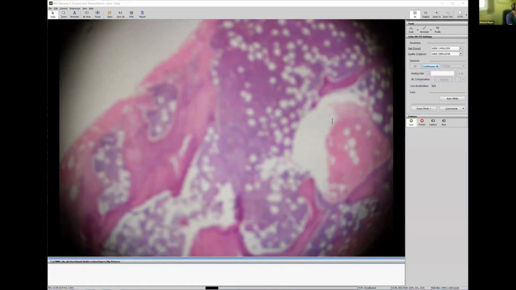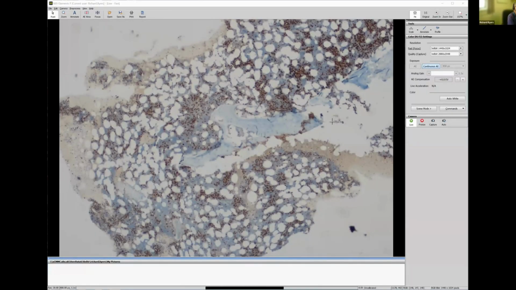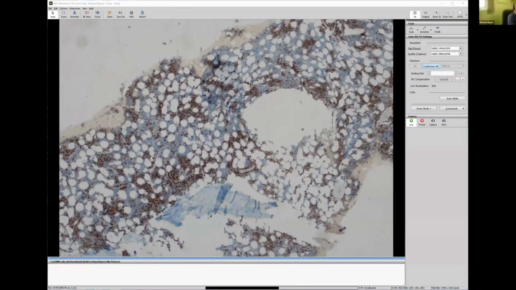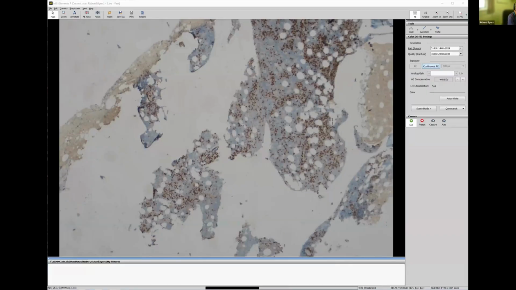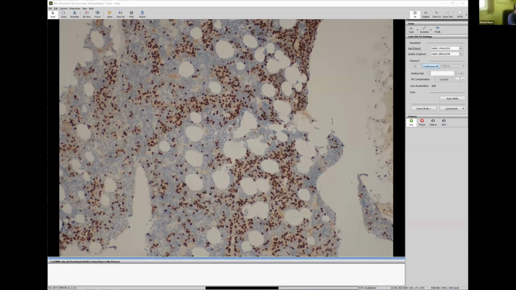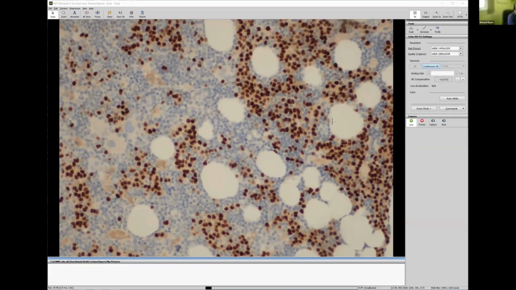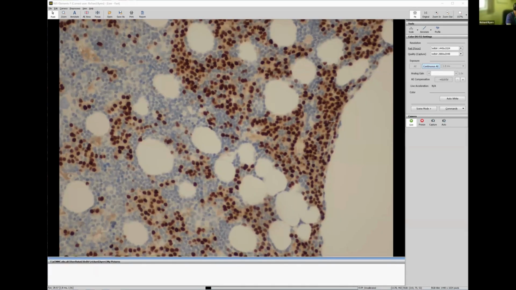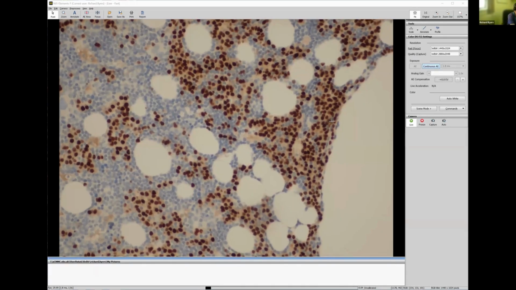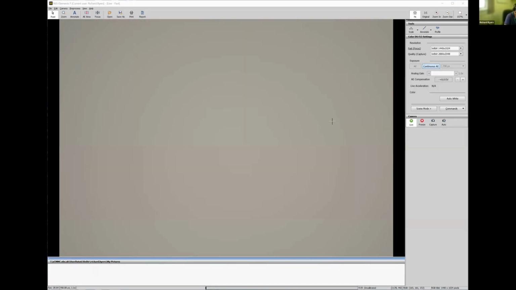So this is the MUM1. And you can see there's a very marked expansion of plasma cells. This is nuclear staining for MUM1 in plasma cells. Lots and lots of plasma cells. So definitely an increase in plasma cells. It's thought to be about 25 to 30% of the cells overall, which is sufficient to move it into plasma cell myeloma, but not sufficient for multiple myeloma, where you really need over 60% of the cells present.